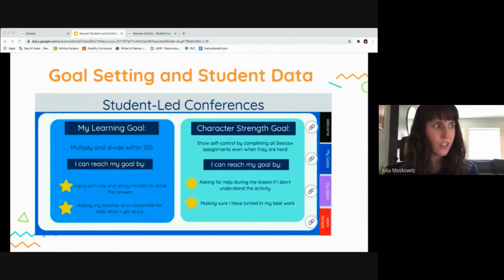And then a character strength goal, we have one of our character strengths is self-control. And I know many of you have seen in Seesaw that it is hard for all students to always complete all their assignments in Seesaw. So that may be a goal for a student. It may look very different depending on your grade level, your focus, but it should be with the student that you are creating this goal.